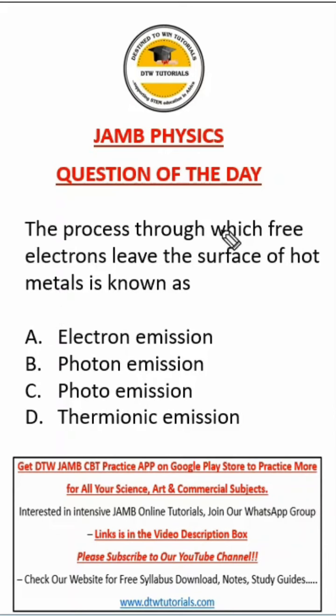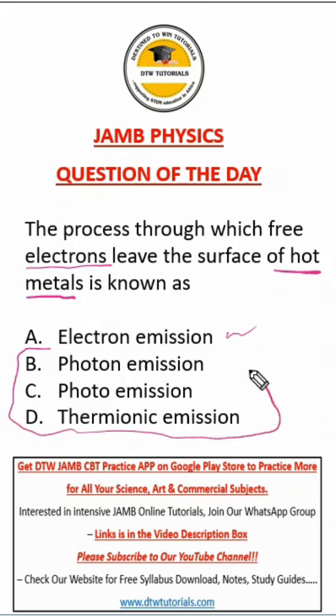You will get this JAMB physics question. It says the process through which free electrons leave the surface of hot metals is known as. Now, A says electron emission. I know most people will just go for electron emission. No, no, no, because you see free electrons. Electron emission is a term that embodies all of these; these are all types of electron emission.